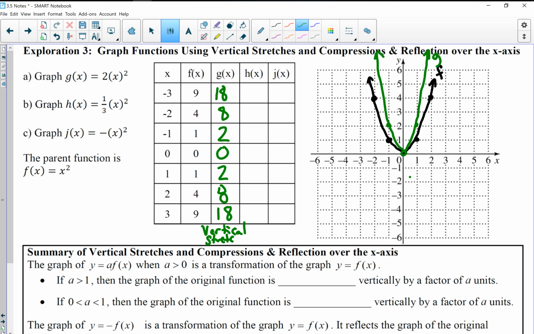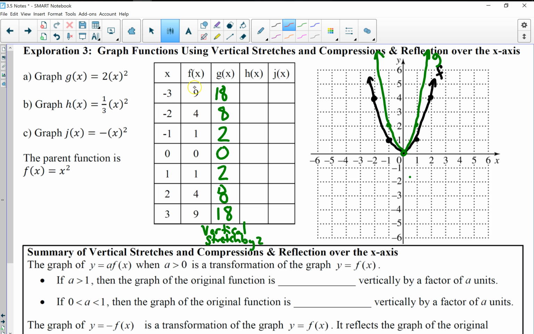And we often want to state by how much. It's a vertical stretch by 2, right? Because we multiplied by 2 to create that stretch behavior. The next graph, h, is very similar. I'm multiplying outside my parent function, but this time I'm multiplying by 1/3. So let's see what would happen there.